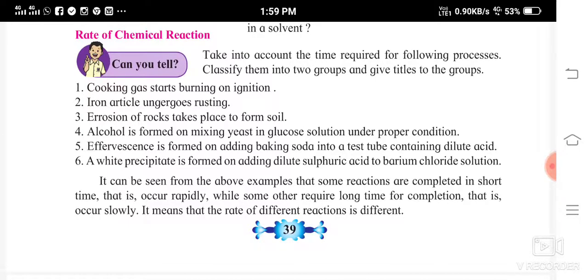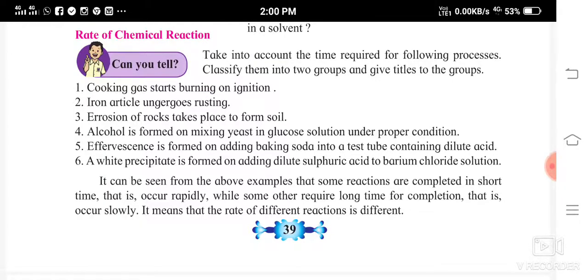Cooking gas starts burning on ignition. Iron article undergoes rusting. Erosion of rocks takes place to form soil. Alcohol is formed on mixing yeast in glucose solution under proper conditions. Effervescence is formed on adding baking soda into a test tube containing dilute acid. A white precipitate is formed on adding dilute sulfuric acid to barium chloride solution. Some of these activities I have shown you. After seeing these processes, you will have to classify them into two groups.